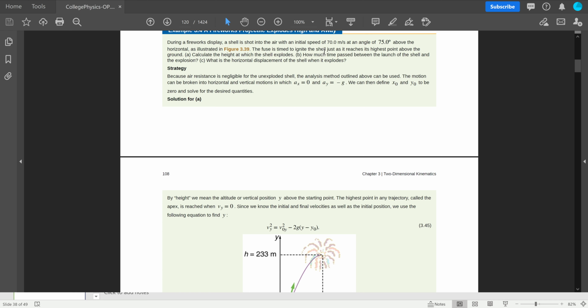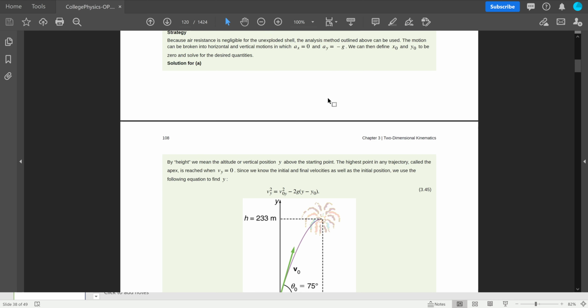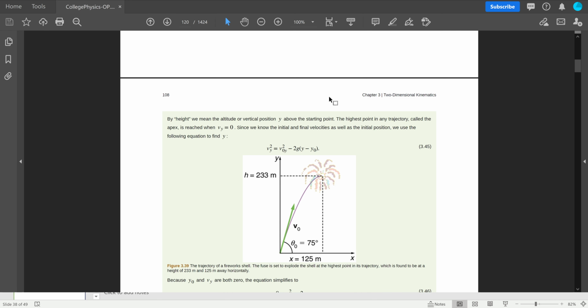The fuse is timed to ignite the shell just as it reaches the highest point above the ground. So for A, we're going to calculate the height at which the shell explodes. For B, we're going to calculate how much time has passed between the launch of the shell and the explosion. And for C, we're going to calculate what is the horizontal displacement of the shell when it explodes. Okay? So we know that for all this, we have our x components and our y components, right?